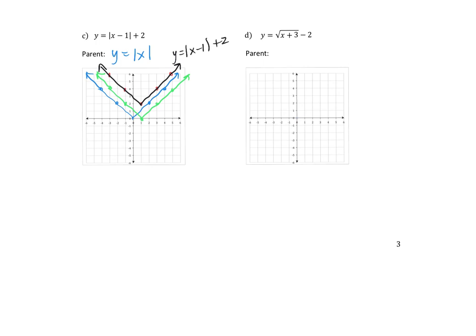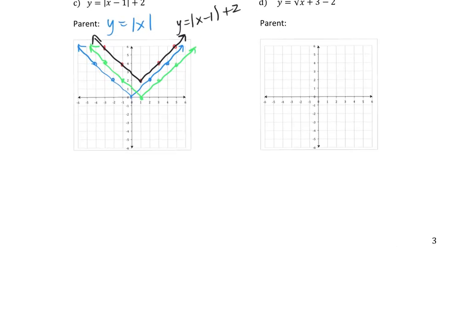And domain and range. So, domain did not change. It was all real numbers or negative to positive infinity. It's still negative to positive infinity. Our range did change. The first y value I have is at positive 2 because of that plus 2 to the y values. So my range is going to be a bracket because I include 2, and then we go to positive infinity.